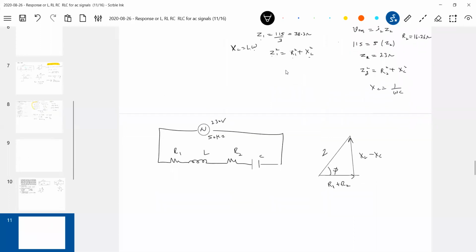We know XL, XC and R1, R2, we will get the impedance also. So how do you write the impedance? Square root of R1 plus R2 whole square plus XL minus XC whole square. Which one is greater, XL or XC? From the calculations it will come. After getting the impedance, or if you want the phase angle, you can calculate the current. So what is the current? IRMS equal to 230 volt by Z.